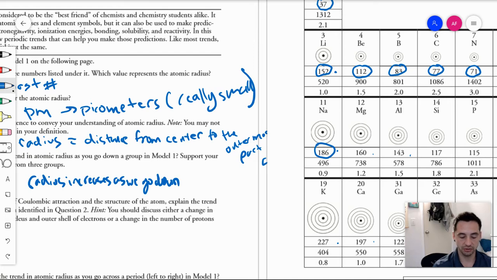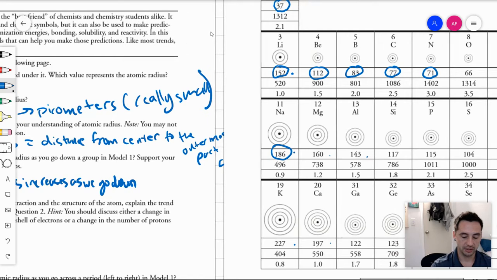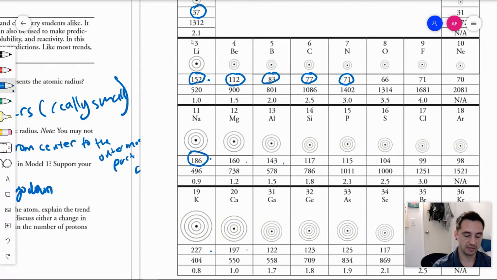Okay, just in general, know that as we go down a group, the radius generally increases. So most of them follow that rule. Okay, all of the ones that I'm circling, they still follow that rule just fine.